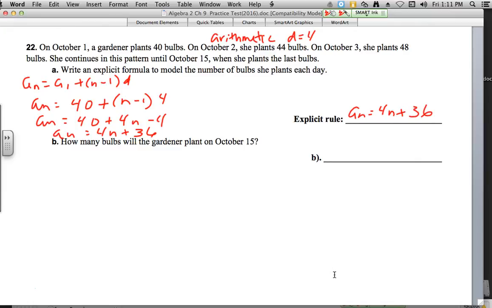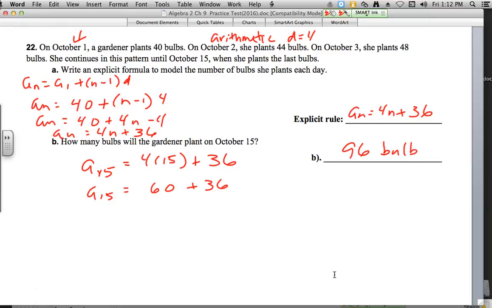Then B says, how many bulbs will the gardener plant on October 15th? Well, that's the 15th term, because this started October 1st. It doesn't say all together, it just says on the 15th day. So 4 times 15 is 60, and 60 plus 36 is 96 bulbs. And that is the practice test for the Chapter 9 test.